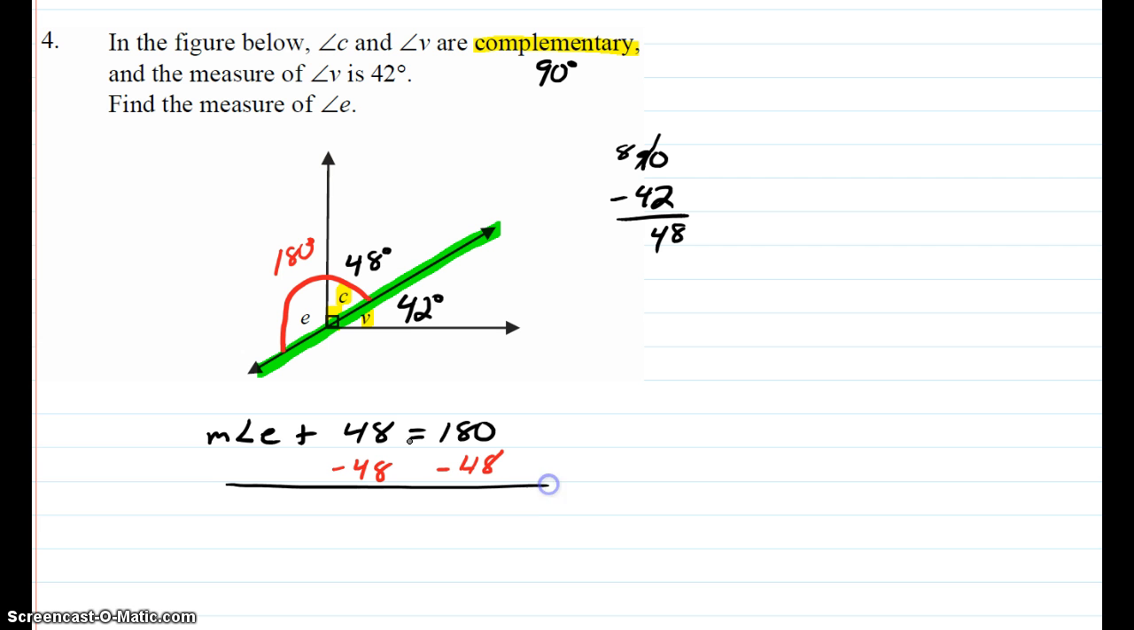And we finish with the measure of angle E equals 132 degrees. And you can always go back and check it. Take the 132 plus the 48 to make sure it equals the 180.